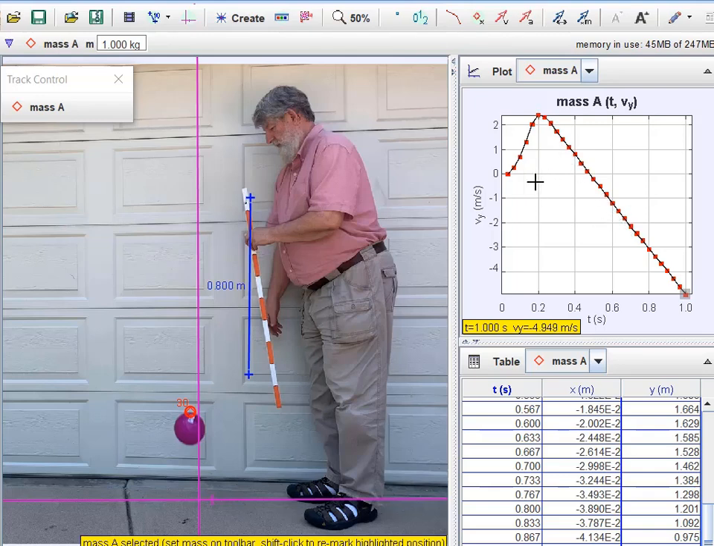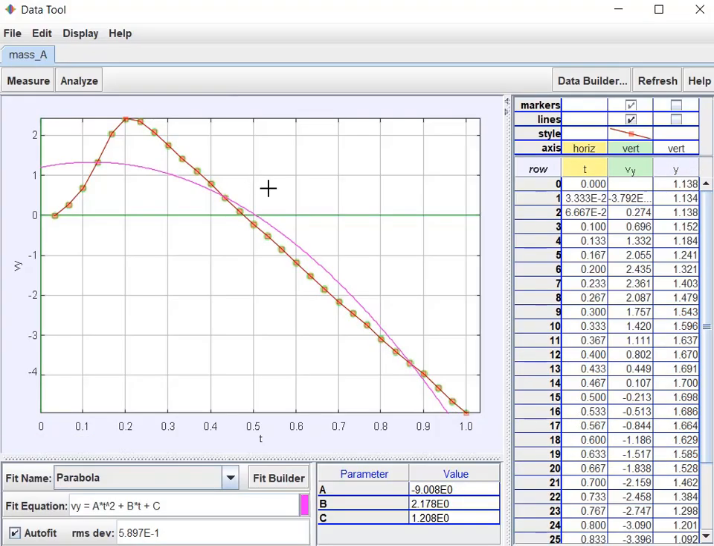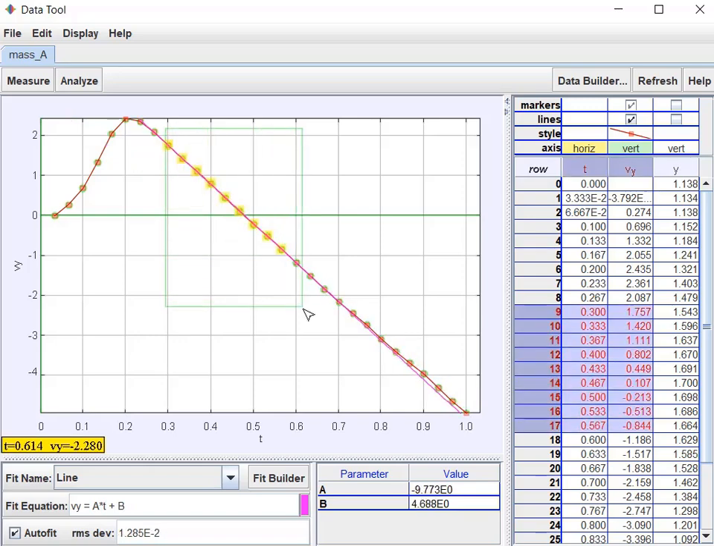Let's look at this in the data tool. Right click, analyze, and let's see, that says parabola still. And again, maybe you can see it says line at the bottom. I'll just pick it anyway. And so it's going to fit a best straight line to whatever data points we choose. Let's go from about here, about there. And I'm staying away from these points and these at the end.